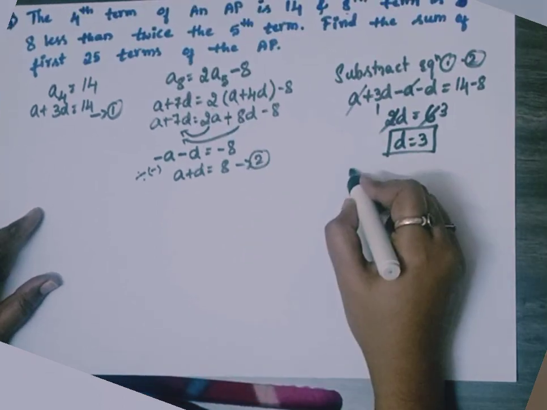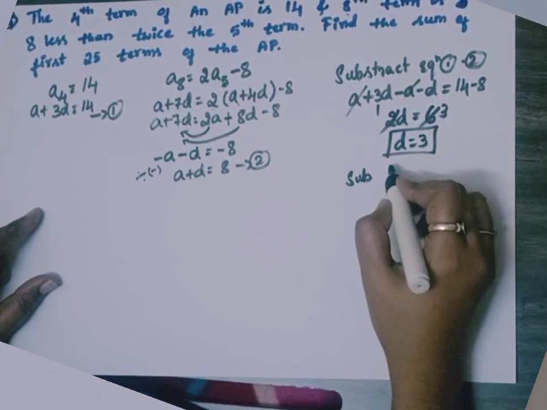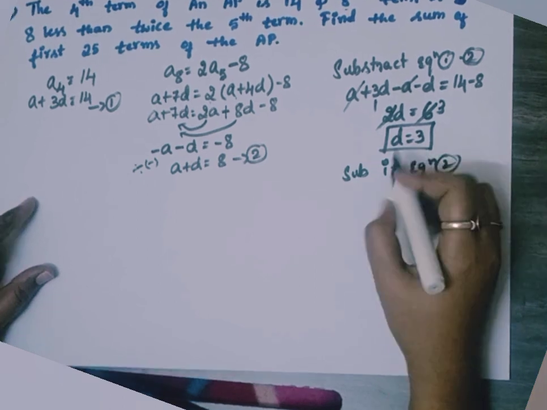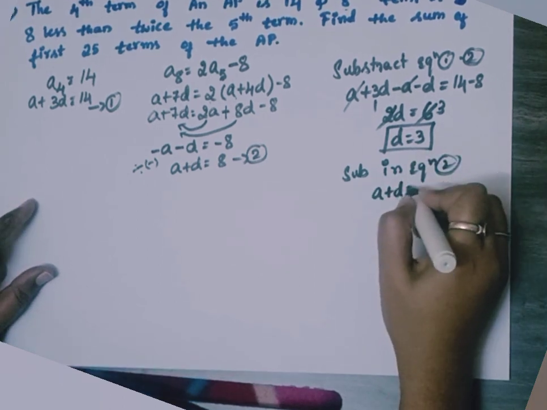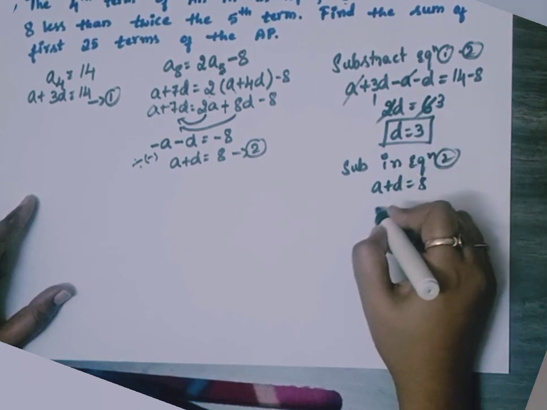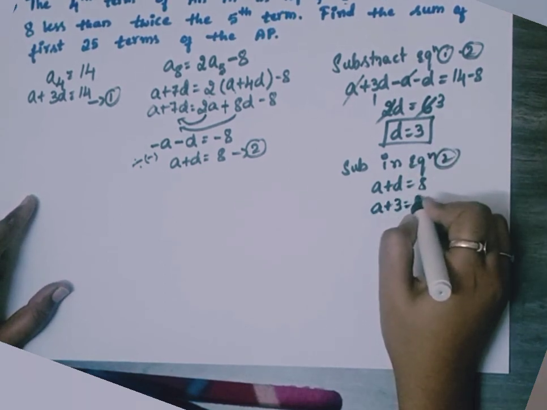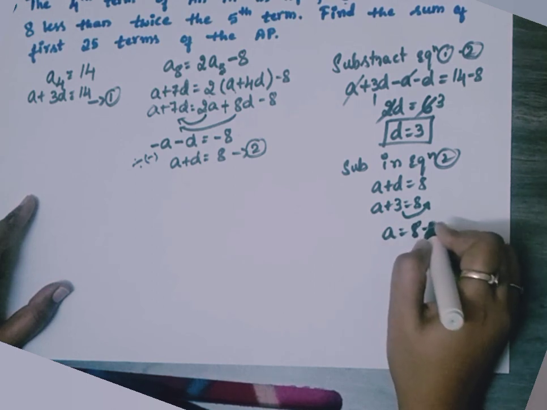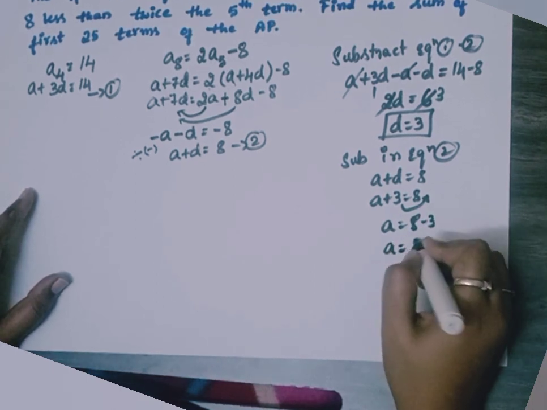Now I'll substitute this value in equation 2. What's the equation 2 I have? a plus d is equal to 8. So the d value I have is 3. I'll take this 3 to that side, I'll get a is equal to 8 minus 3. So a is equal to 5.